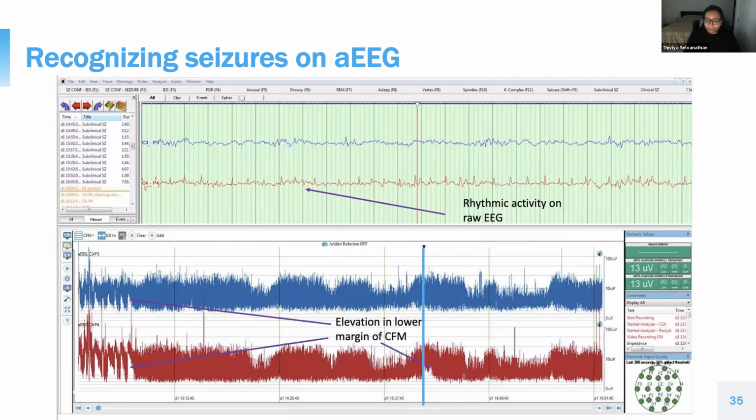So this here is an example of a seizure, and at the bottom we have the amplitude integrated EEG tracing, the CFM tracing, where you see these elevations in the lower margin on the CFM, as shown here as well. And then this blue line represents the elevation that we're going to focus on that's shown up above on the raw EEG. You can see how there was this elevation in the background on the right side. And if you look at the red pair of electrodes, you see that there's this rhythmic activity shown on the raw EEG as well. So in this case, the elevation of the lower margin on the CFM was a seizure.